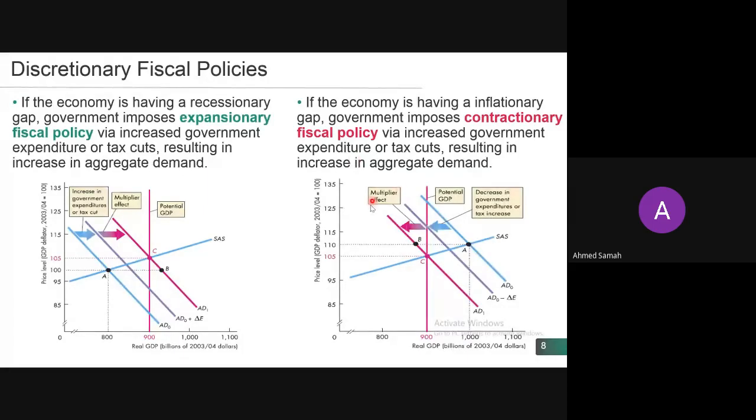So this is an inflationary gap, where the real GDP is above the potential GDP. That's why the government might reduce their expenditures or increase their taxes, with some direct impact on the aggregate demand. The multiplier is effective because government expenditure and tax affect investment, consumption and net exports, so the aggregate demand shifts and goes to the potential GDP level.